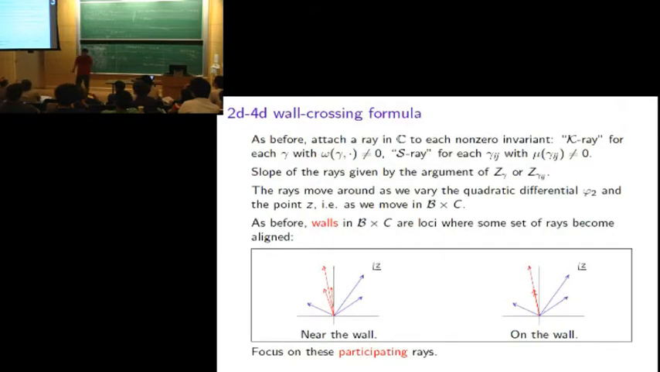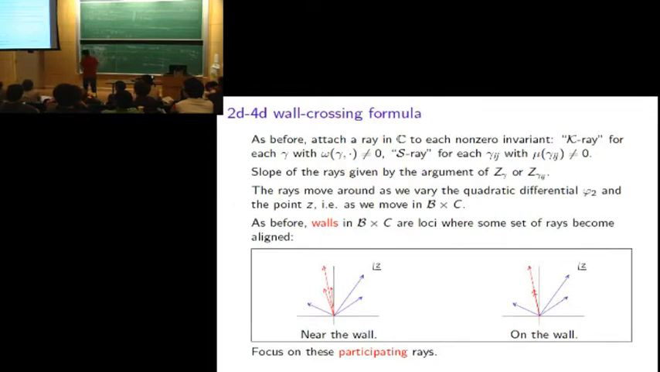Now, just as before, this will be a rerun of the thing before. We attach a ray. For every time I have a non-zero invariant, I'll attach some ray in the complex plane. Now we have two different kinds, which we call the k rays and the s rays. The k rays correspond to gammas that have a non-zero invariant, and the s rays correspond to these new open cycles, these gamma ij, with a non-zero invariant. And the slope of the rays are given by the z's again. Now it's the slope of z gamma or z gamma ij.